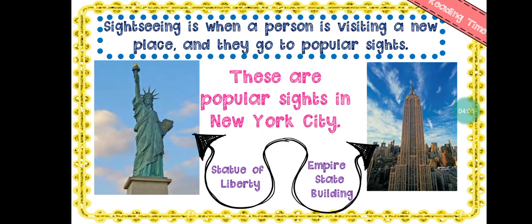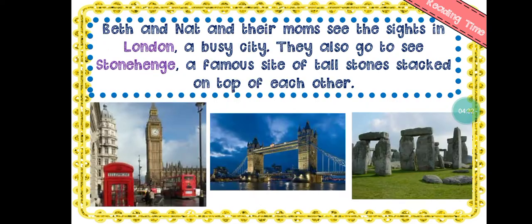So that is sightseeing. These are popular sites in New York City. There's the Statue of Liberty and the Empire State Building. These two places are popular sites in New York City. So people may go to see the Statue of Liberty or the Empire State Building while sightseeing. Beth and Nat and their moms see the sights in London, a busy city. They also go to see Stonehenge, a famous site of tall stones stacked on top of each other.